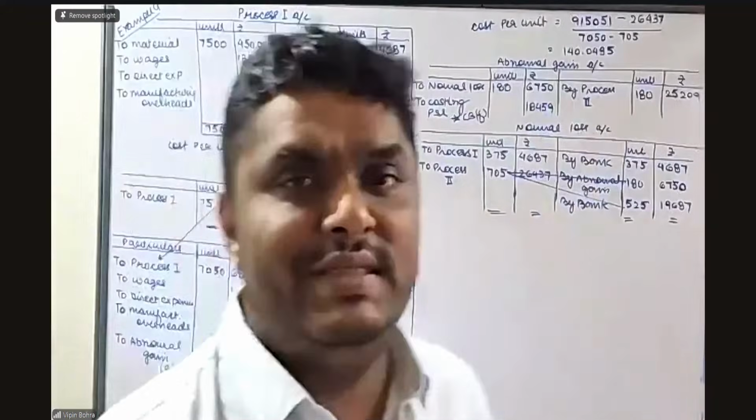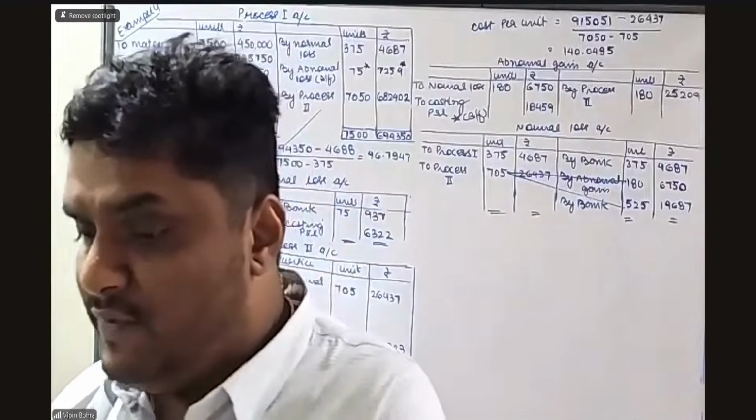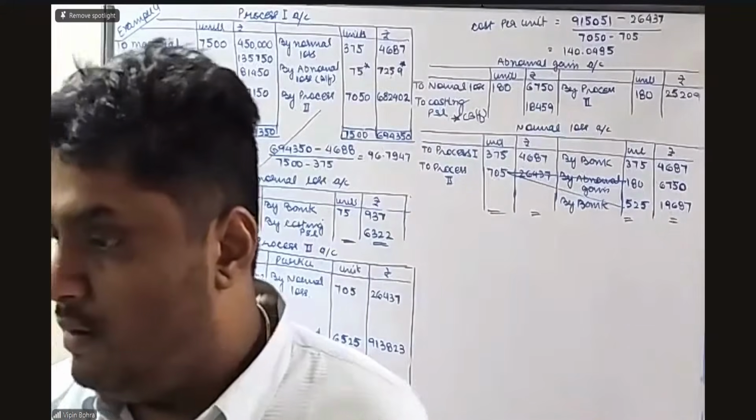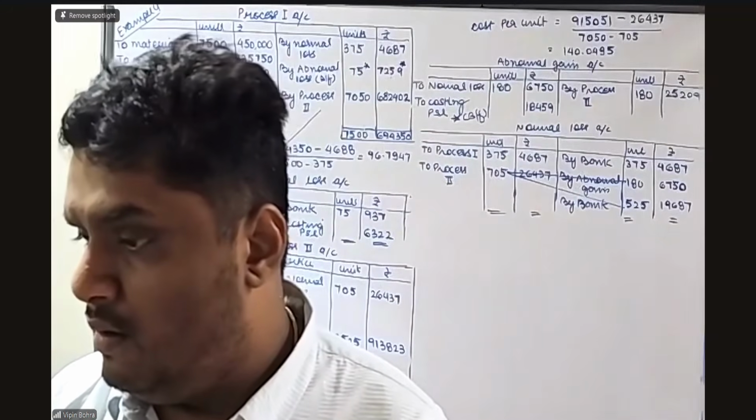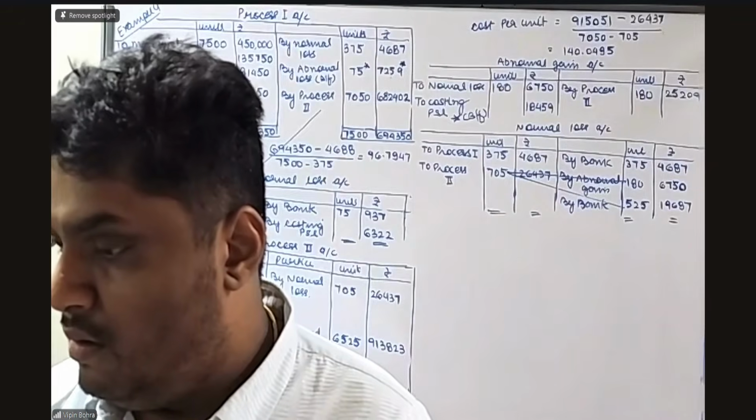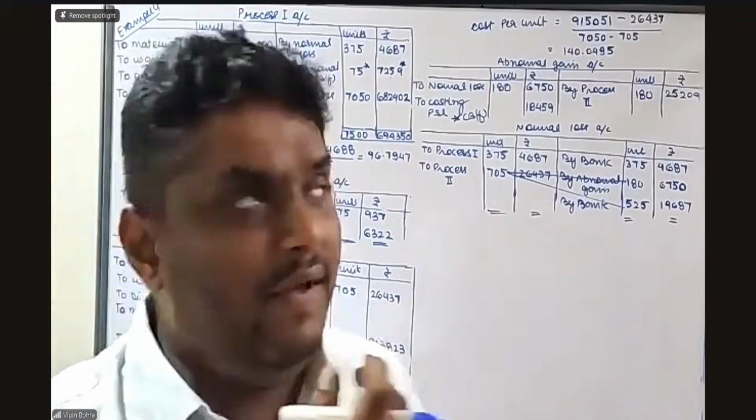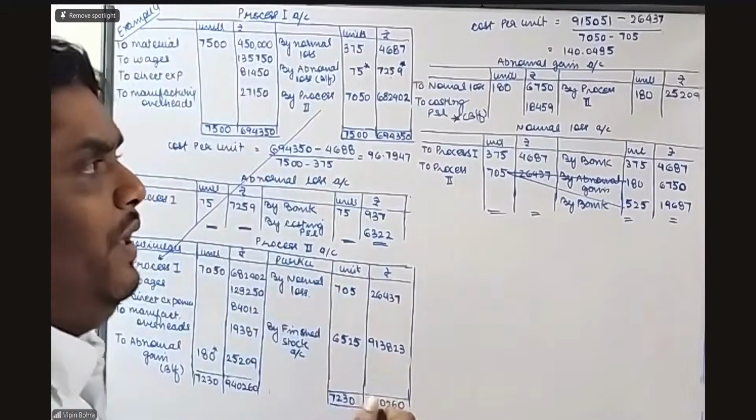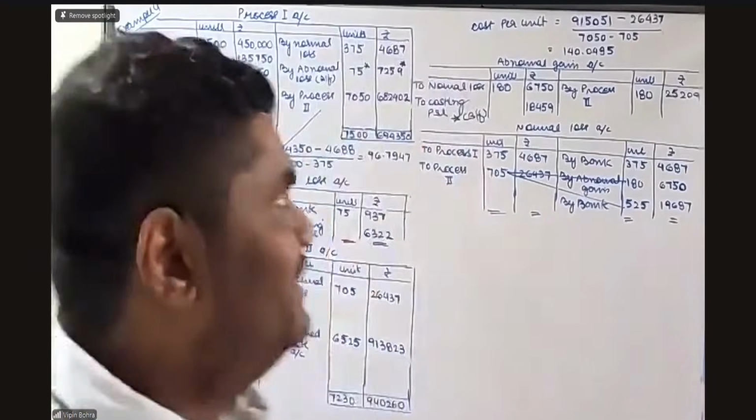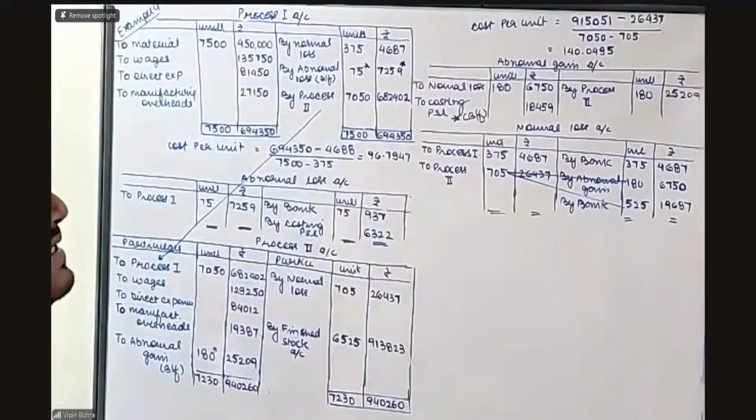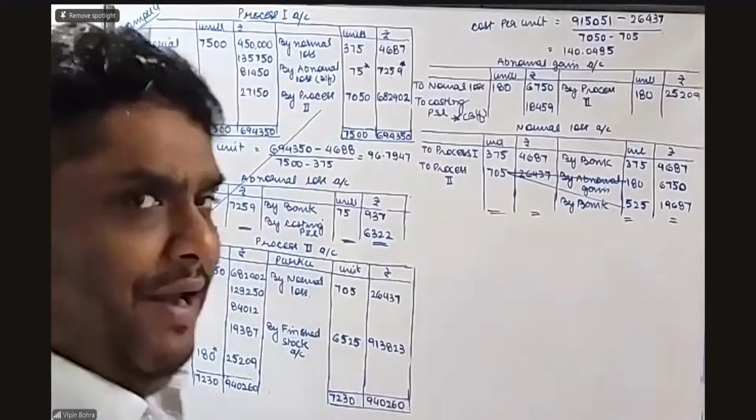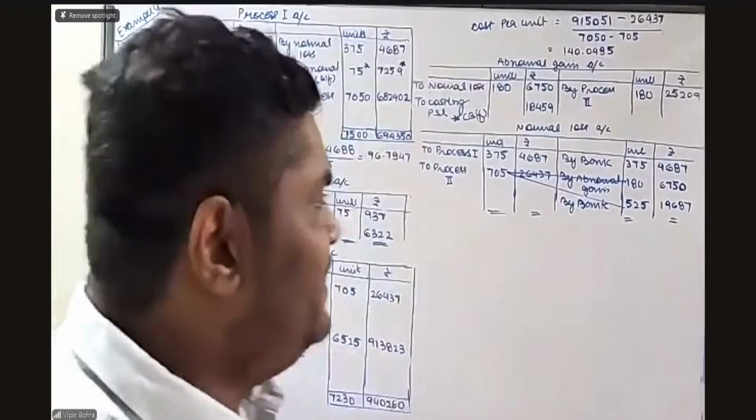Again, nothing new. This is the concept I discussed at the beginning of the session today. Anyone with any doubts or queries? Again, I'm just revising what I have discussed till now. The same way, process first, process second, abnormal loss, abnormal gain, normal loss. Now let's prepare the last account, that is finished stock account.